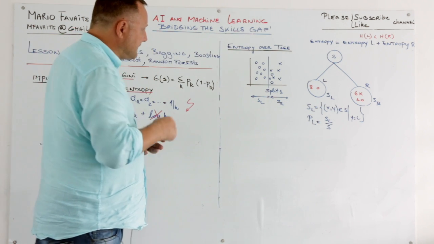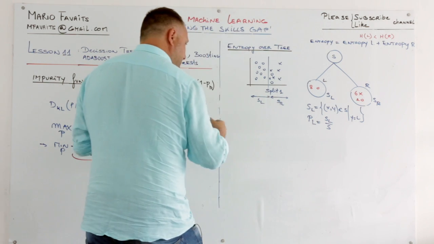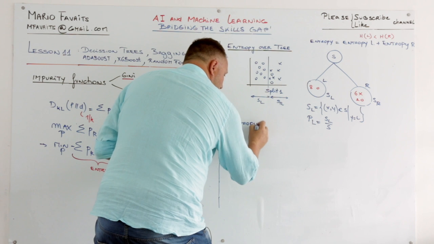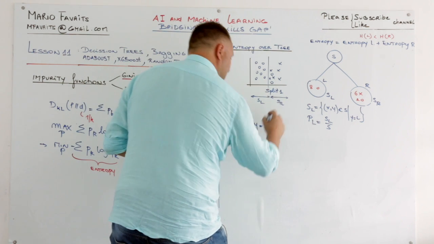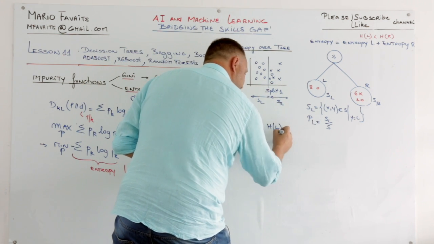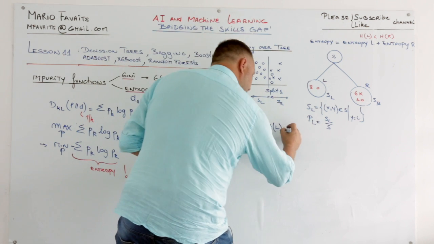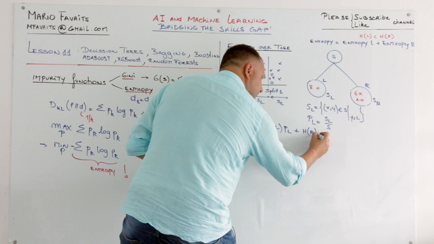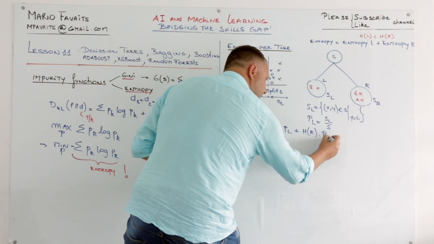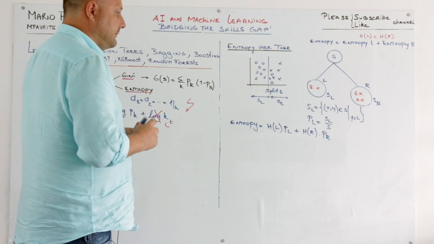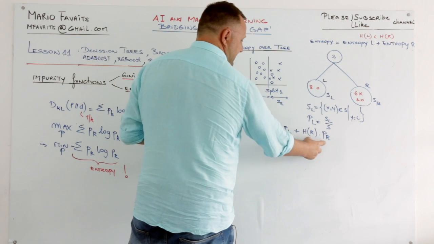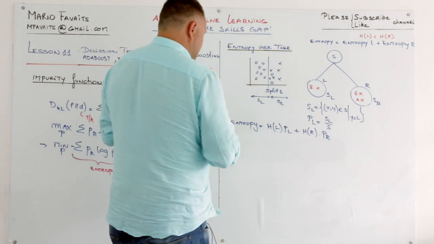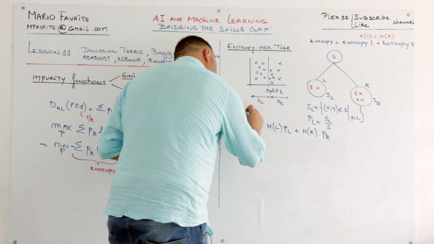Now let's continue here. So the entropy is basically going to be the entropy of left times PL plus the entropy of right times PR. These are just the weight factors. So the entropy here we call H of S.